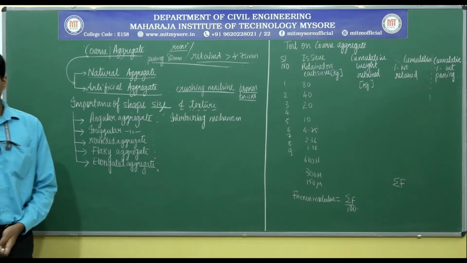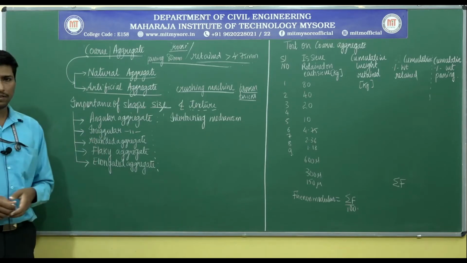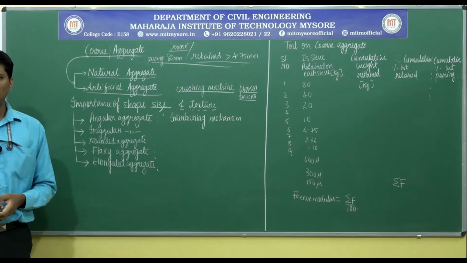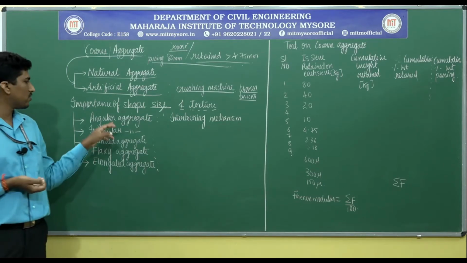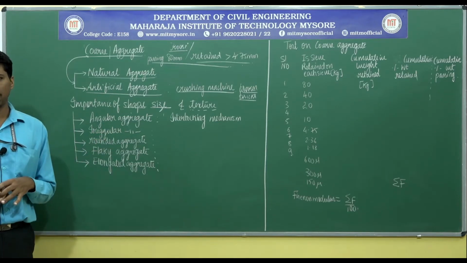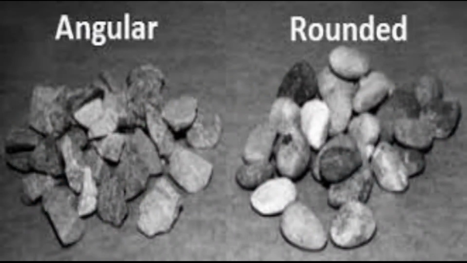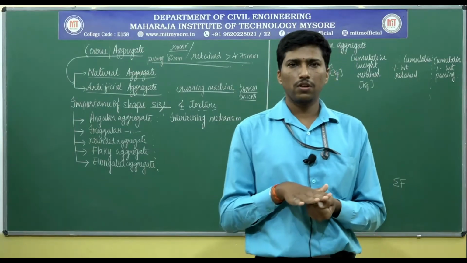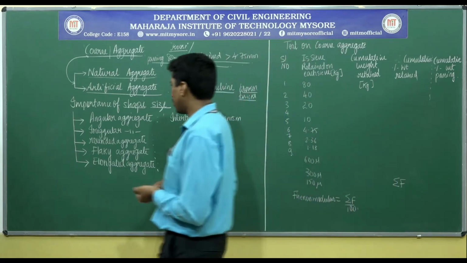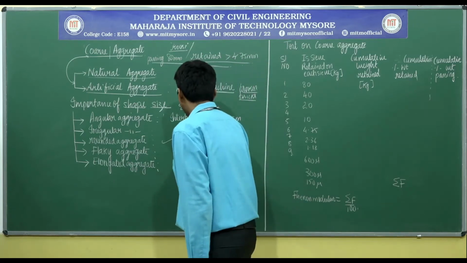Next, in the case of irregular aggregate, they also involve an interlocking mechanism, but it is slightly different from angular aggregate. Whereas in the case of rounded aggregate, the voids content will be more because of the roundness and the smooth condition. The texture is smooth, not rough in nature. Therefore, in rounded aggregate, the voids content will be more.